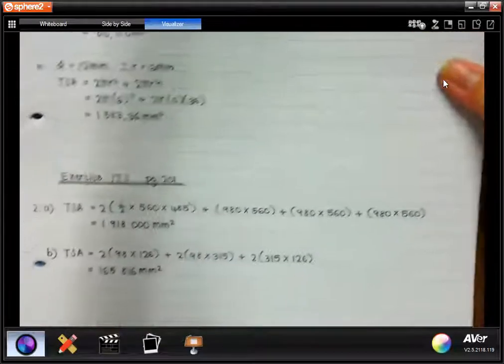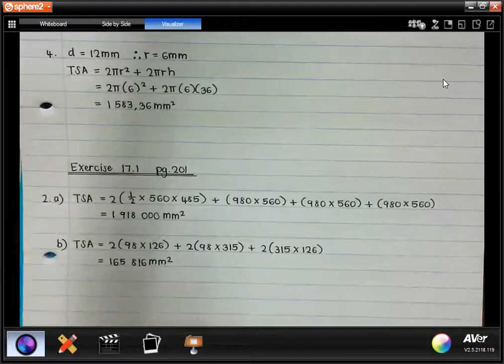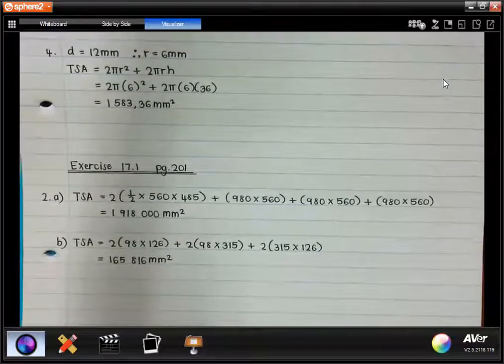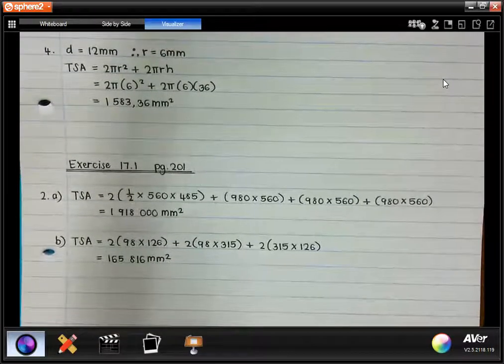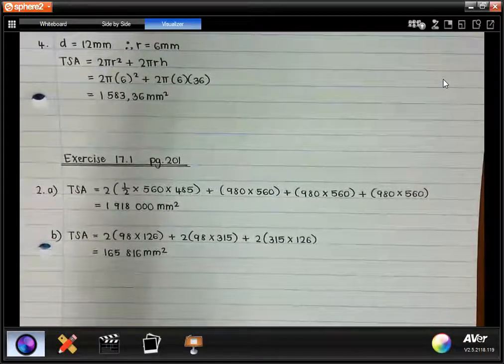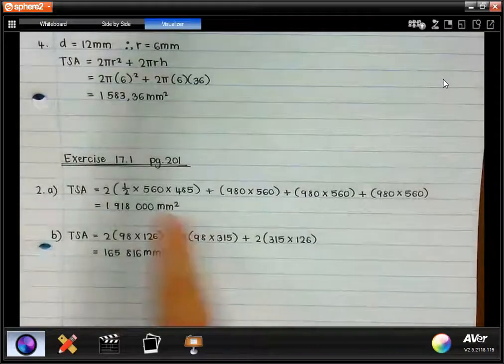Okay, for numbers 2A and B of the previous one. Okay, for 2A and B there of exercise 17.1, sorry, I said the previous one, I meant the next one. It's a little bit early. The first one was finding the area or the total surface area of a triangular prism. So that's what I did there.